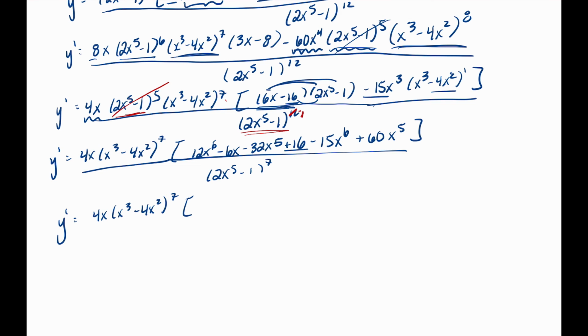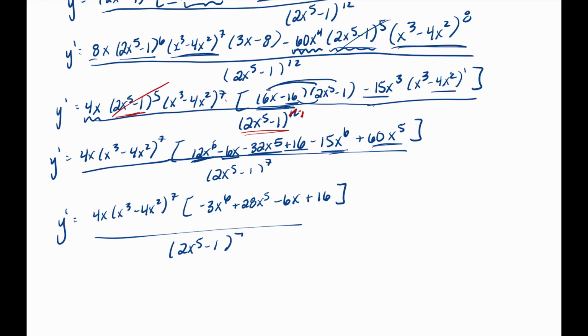And then I'm going to simplify my inside. So my biggest power is x^6. 12x^6 minus 15x^6 is negative 3x^6. Then my next highest power is x^5. So I have negative 32x^5 plus 60x^5, which is positive 28x^5. Subtract my 6x plus my 16. All over (2x^5 - 1)^7.